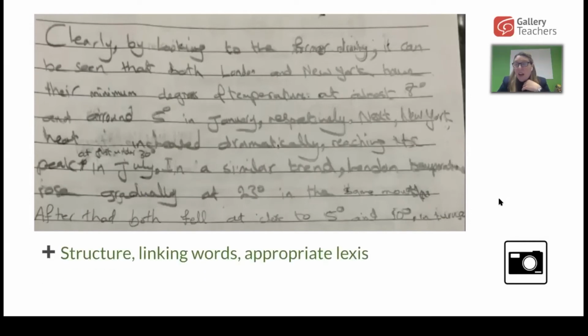Okay, so I hope you've had time to read through this calmly and make your own conclusions. So these are mine. So again, let's start with some of the positives. Again, we have some structure, we have some linking words, and we have some IELTS appropriate lexis. Some of it is even very nice. Words like respectively, dramatically, clearly as a linking word. We've got next, which shows good staging, signposting.